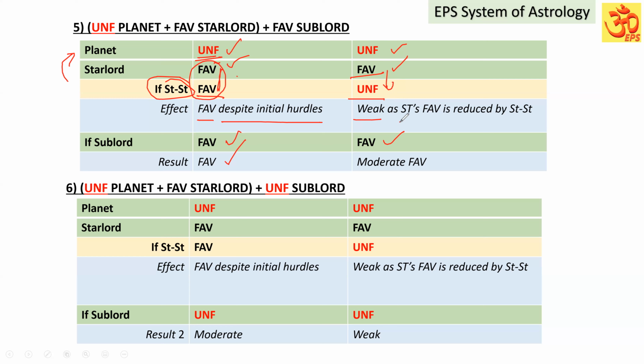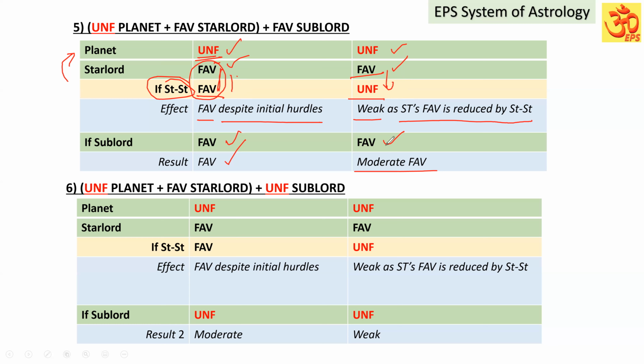Weak, as the star lord's favorable strength is reduced by the star lord of the star lord. The sublord is favorable, so it is going to be moderately favorable. You can see the difference between this one, which is favorable, and this one, which is moderately favorable. Why? Here the star lord of the star lord is adding value to the star lord. There, the star lord of the star lord is not adding value, rather it is reducing the strength of the favorable.